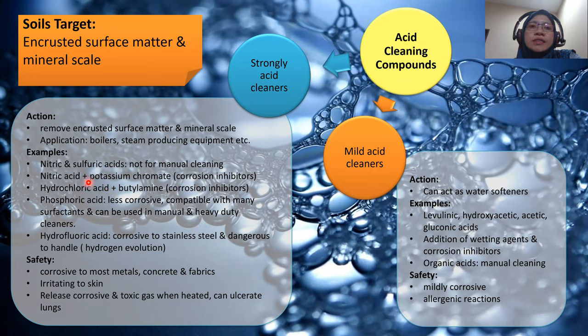For instance, potassium chromate is added to nitric acid, while butylamine is added to hydrochloric acid. Phosphoric acid is less corrosive and compatible with many surfactants, and can be used in manual and heavy duty formulations. Hydrofluoric acid is corrosive to stainless steel and dangerous to handle due to hydrogen evolution.